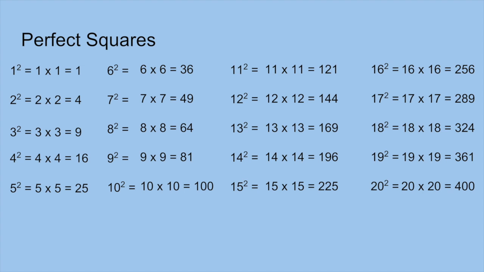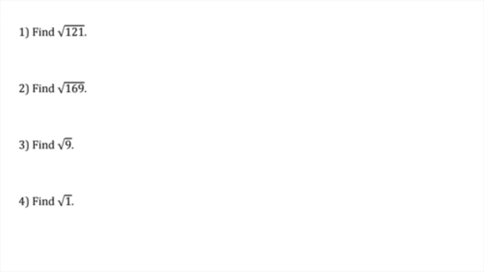Now that you have this list, it will come in handy because on your foldable it asks you to find the square root of 121, the square root of 169, the square root of 9, and the square root of 1. So go ahead and do that.